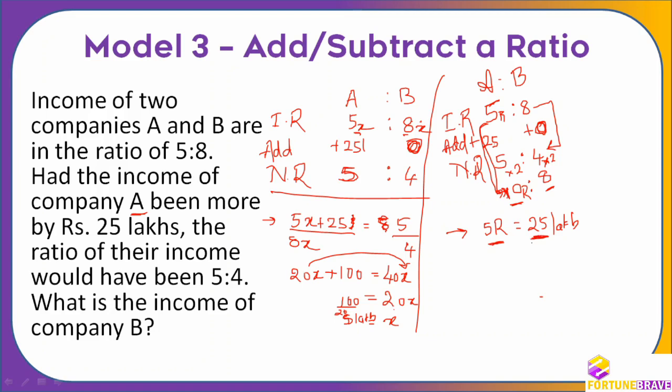What is the income of B, they are asking? So what is 8 ratio? To find out 8 ratio, I have to first find out 1 ratio value. 1 ratio value is 25 divided by 5, which is equal to 5 lakh. So I need 8 ratio, so I'll take 5 into 8. Here also we got x as 5 lakh and there also we got it, but we got it very, very easily here, only by applying this logic. If there is no change in B, should there not be no change in ratio? This is the logic we put here and got the answer.